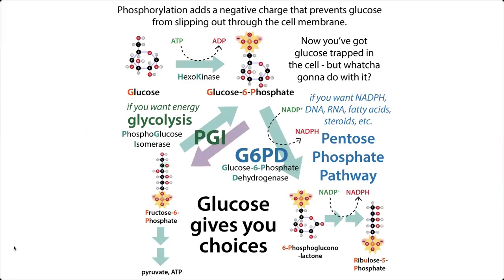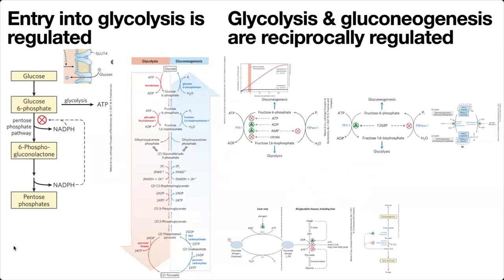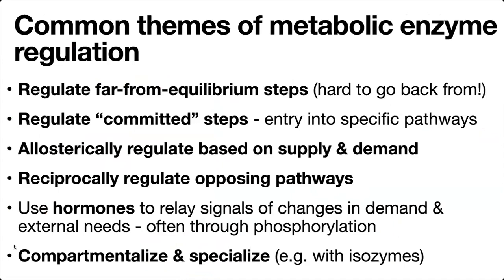We're going to focus today on just glycolysis and gluconeogenesis. So glycolysis, the breakdown of glucose to give you pyruvate, and gluconeogenesis, the making of glucose from pyruvate or other non-carb sources. Just by focusing on these two pathways, we're going to encounter pretty much every common theme of metabolic regulation that we're going to talk about in this class and that you'll see in metabolism.